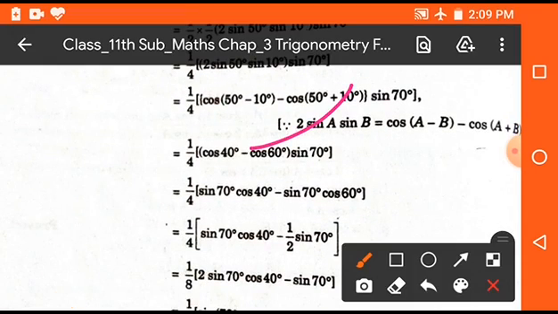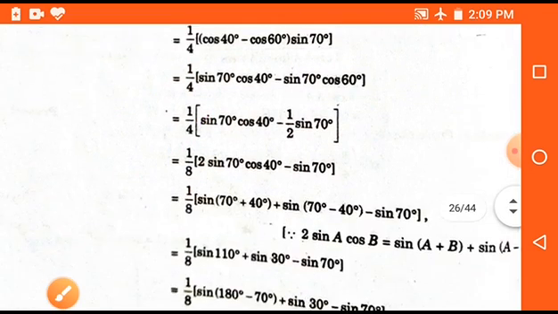The formula used is 2 sin A sin B = cos(A − B) − cos(A + B). We get 1 upon 4 in brackets (cos 40 − cos 60) into sin 70. So we get 1 upon 4 (sin 70 cos 40 − sin 70 cos 60). So we get finally 1 upon 8 in brackets (2 sin 70 cos 40 − sin 70).